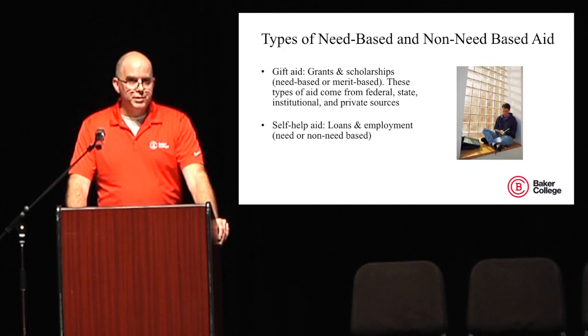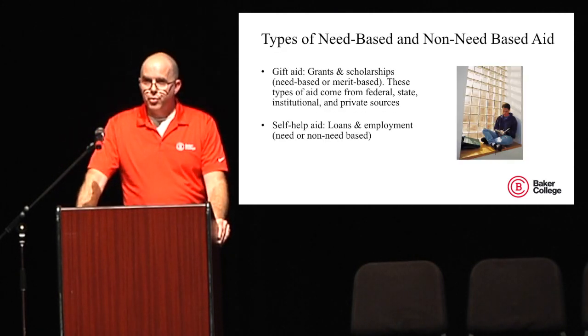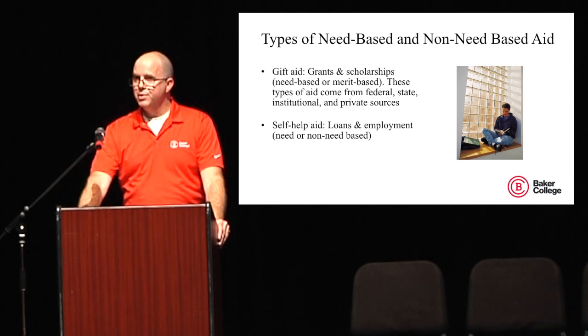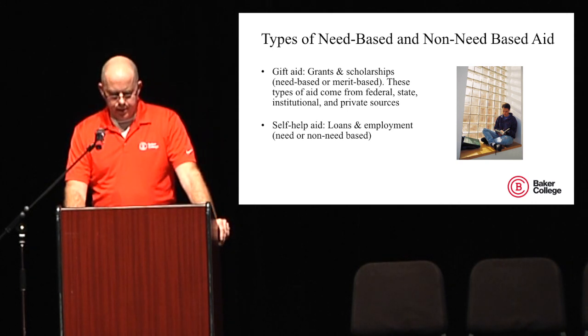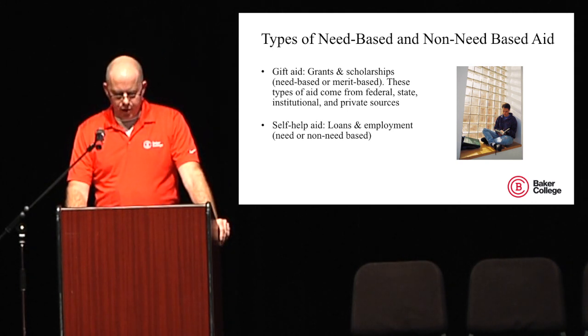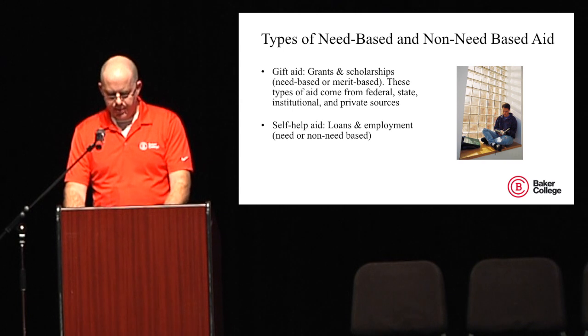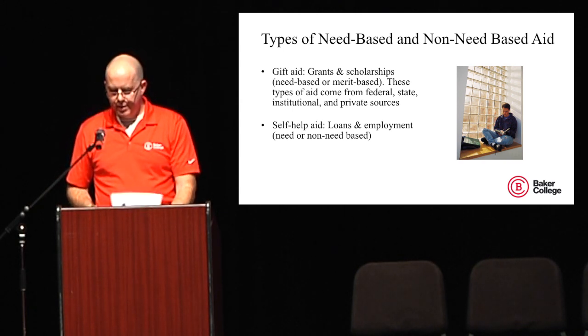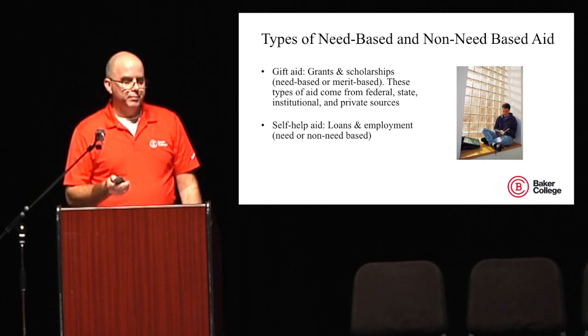There are 2 categories of financial aid. The first category is gift aid, like grants, which is free money that you don't pay back, and scholarships, which are usually based on the student's academic merit. The second category is self-help aid, like employment opportunities such as the Federal Work-Study Program, and student loans that have to be paid back. We're going to talk about more of these 4 forms of financial aid later in the presentation tonight.